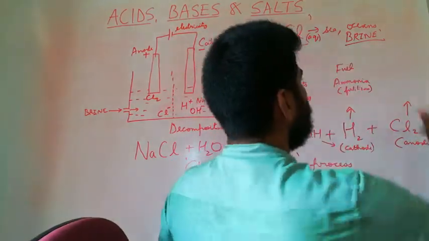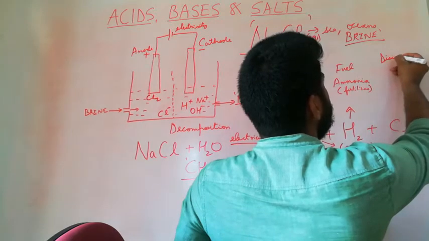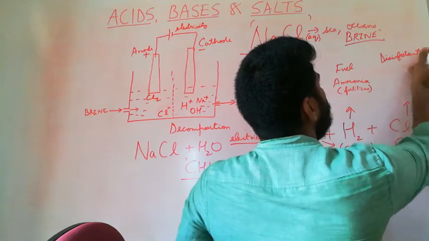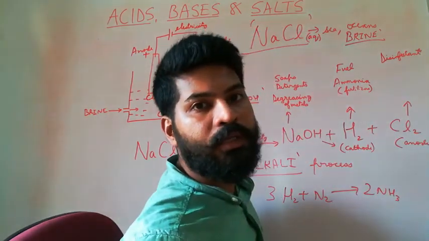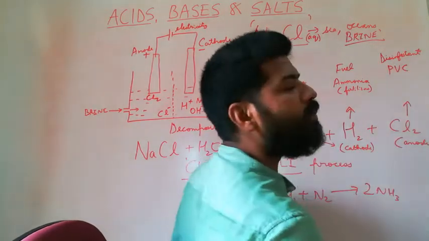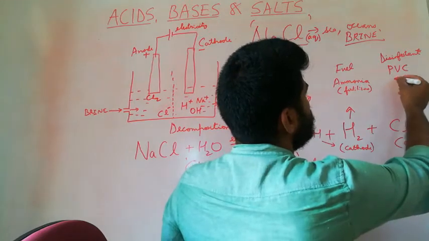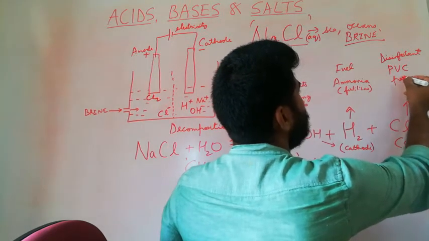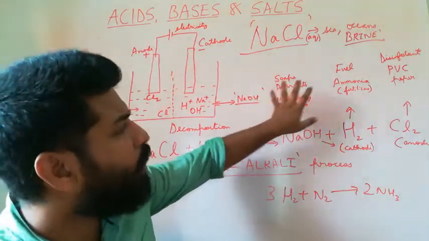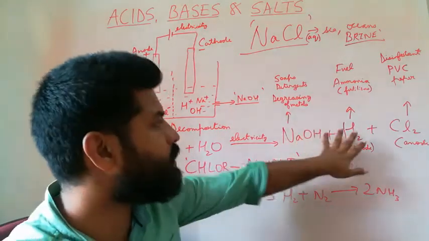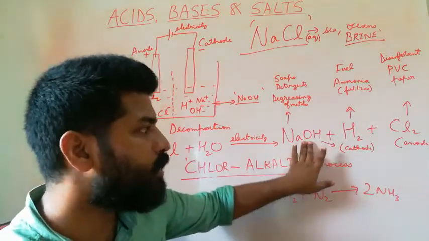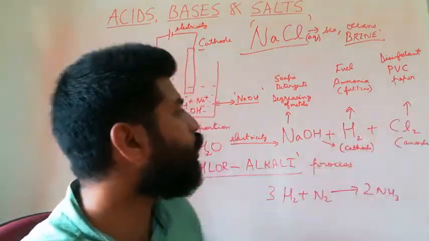Chlorine, as you know, is an excellent disinfectant. It is used in swimming pools for cleaning water, that is treatment of water. It is also used to make polyvinyl chloride, PVC. It is also used in the paper industry as a bleaching agent. So these are some of the important uses of the products that are obtained from the chlor-alkali process. The products are sodium hydroxide, hydrogen and chlorine.